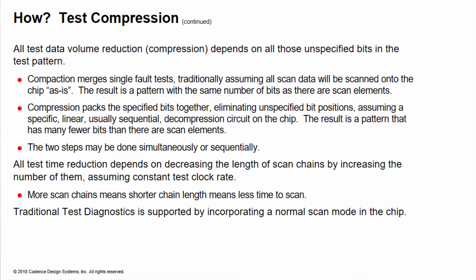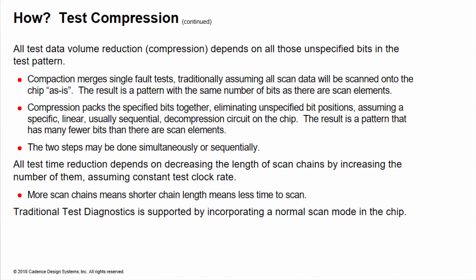The ability to compress test data depends on all these unspecified bits in the typical ATPG test patterns. By adding logic on the chip that decompresses the test data with a known algorithm, then the single fault tests can be merged using the inverse algorithm to create a much smaller set of test patterns. This depends on the compression and decompression algorithm being linear and reversible.